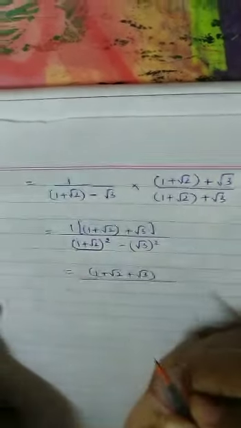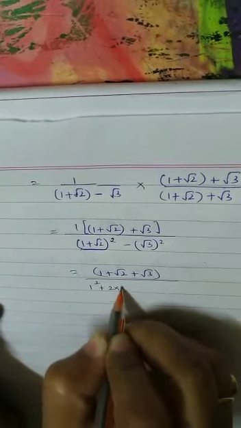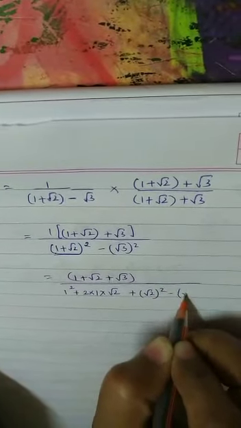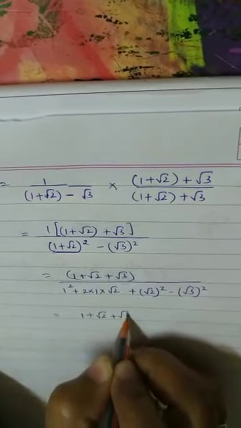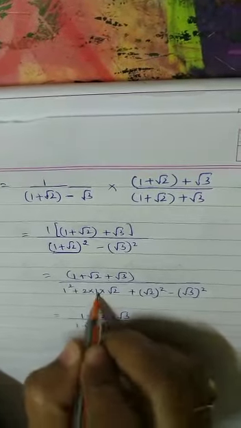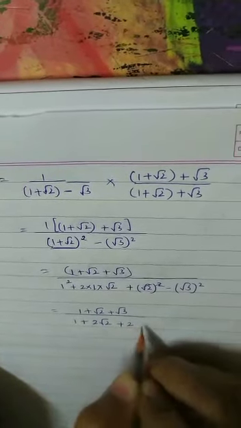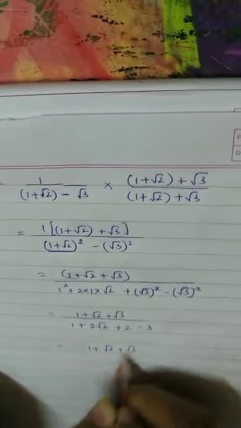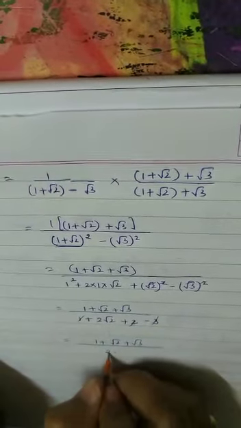Now this I can apply a plus b the whole square, gives me a square plus 2 into a into b plus b square, minus root 3 square. Am I right? So this becomes 1 plus root 2 plus root 3 upon 1 plus 2 root 2. Now 2 ones are 2, 2 into root 2, 2 root 2, plus gets cancelled. We have 2 minus 3. Now you see this 1 plus root 2 upon root 3, and in the denominator I have 1 plus 2, 3, 3 minus 3, 0. So this gets cancelled and we are left with 2 root 2.